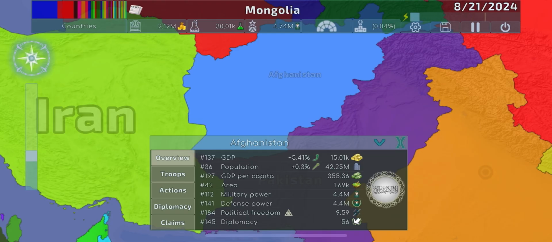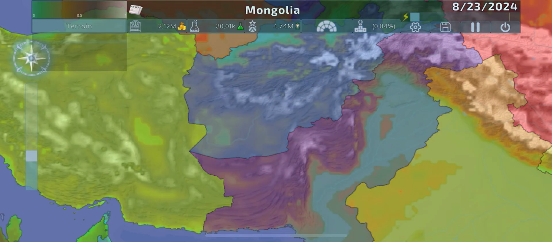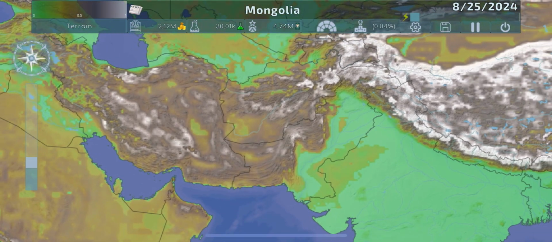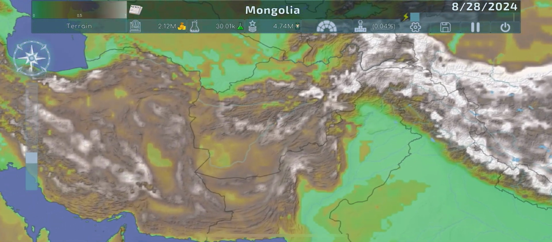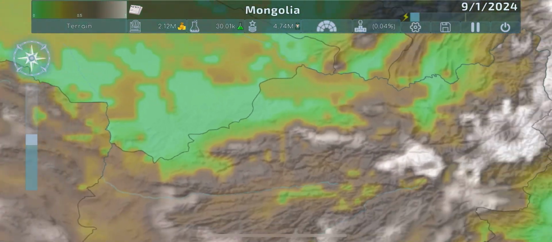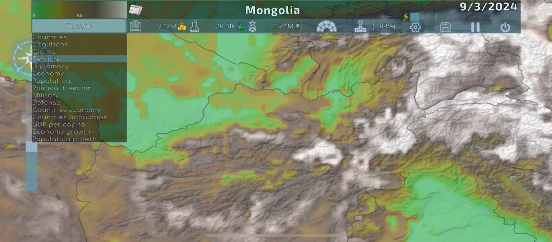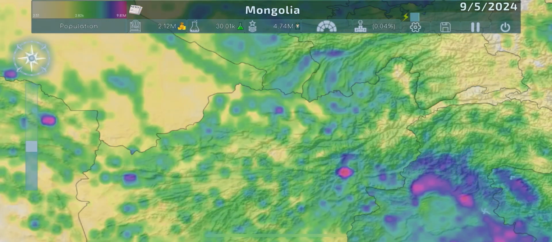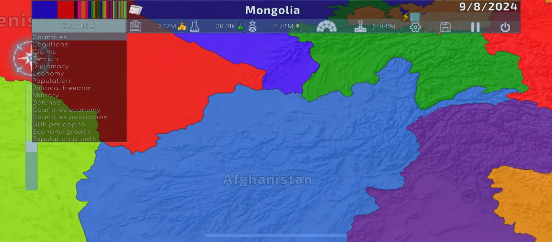The next one I'm going to talk about is a little bit lesser known. If you click on the map type and go to terrain, you can see the varying types of terrain across different countries. For example, here in Afghanistan, it's mostly white and brown. The whiter and browner the terrain means that it's less conducive to more population growth, because usually it's more mountainous.